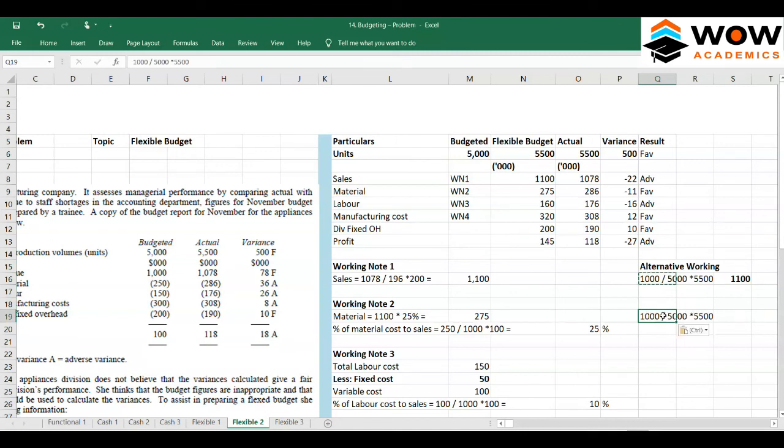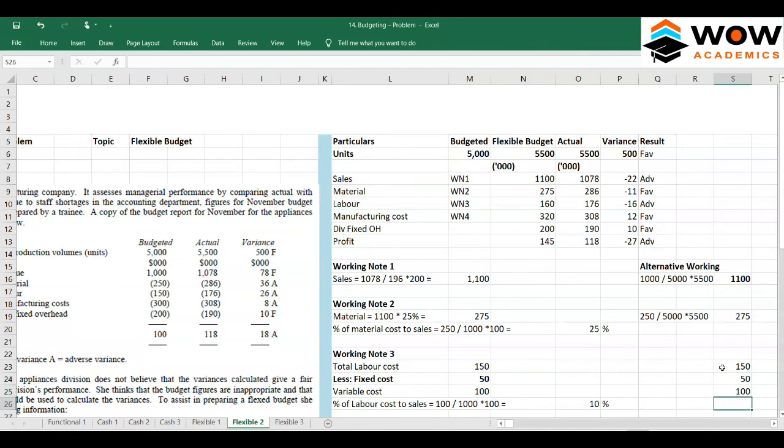Material amount is 250. So 250 is for 5,000 units. What is for 5,500 units? We can work out here. We can quickly get the answer. Okay, 275. See, labor also we can work out in the same way. See, total labor cost is 150, right? 50 is fixed. The 100 is variable.